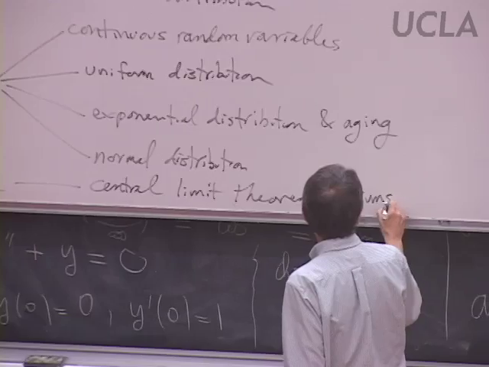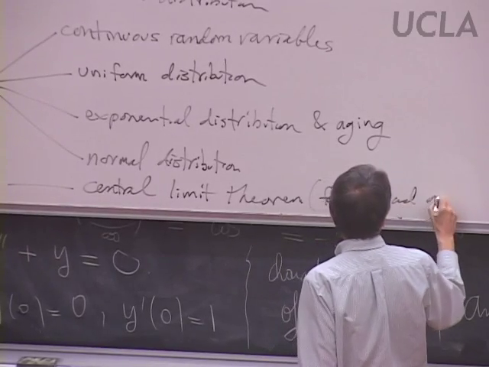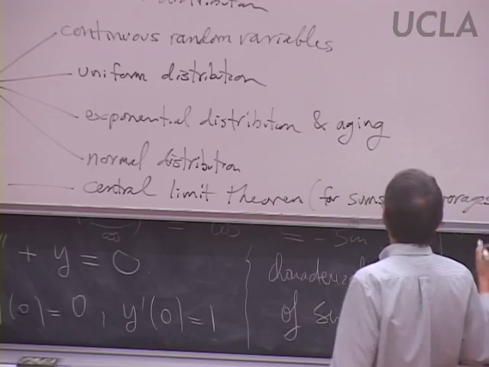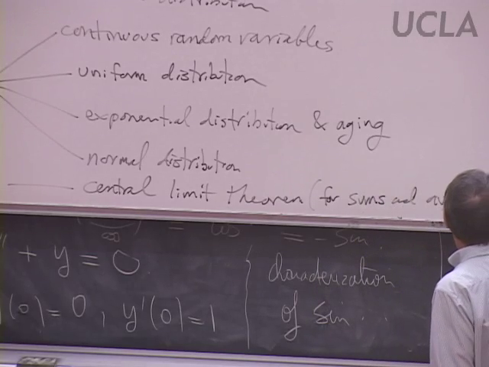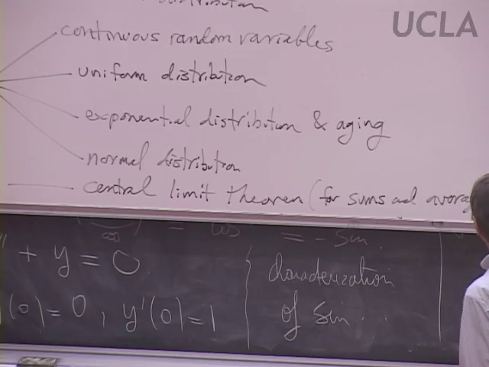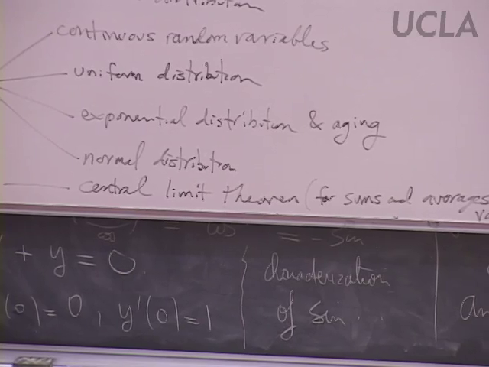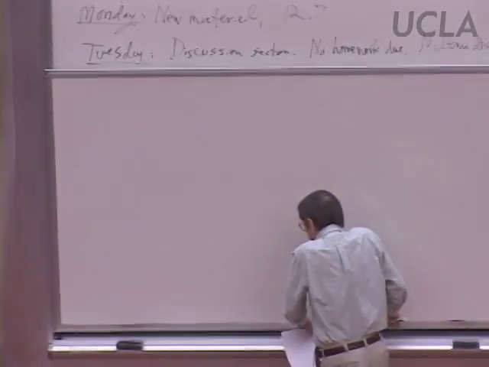For sums and averages of independent, identically distributed variables. Because the central limit theorem says the normal distribution applies in this situation and talks about what the mean and the standard deviation is going to be. Well, so this is the list of topics.